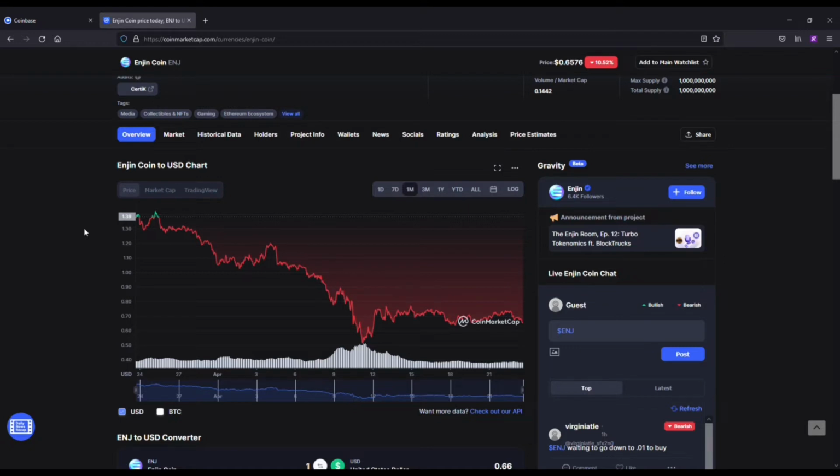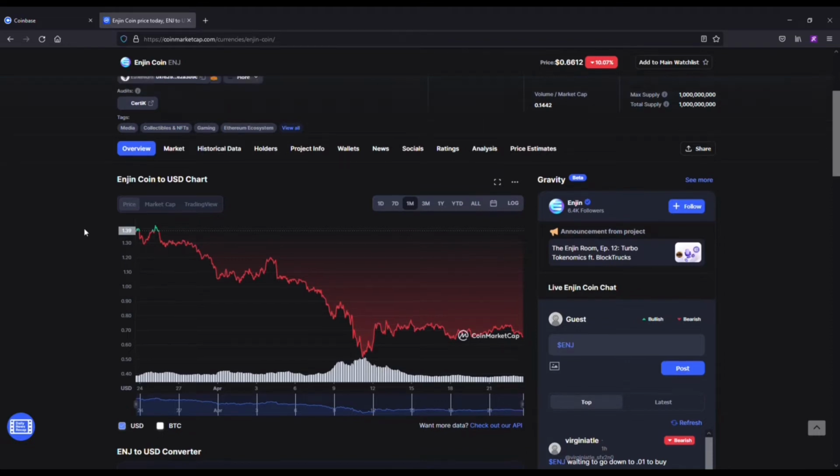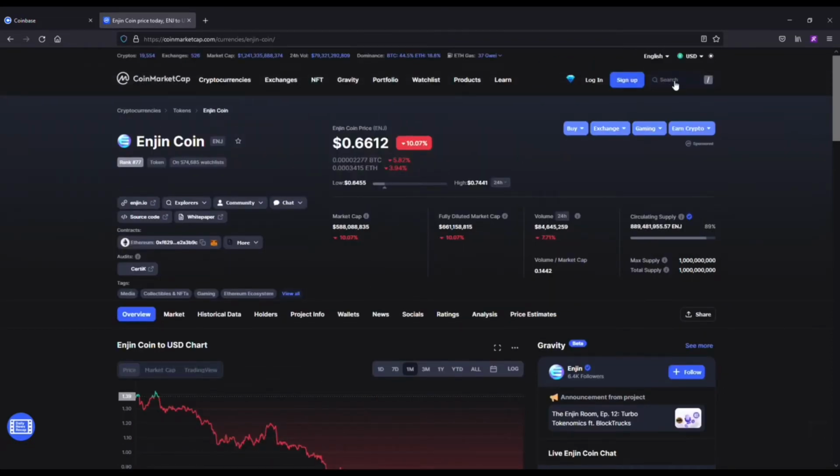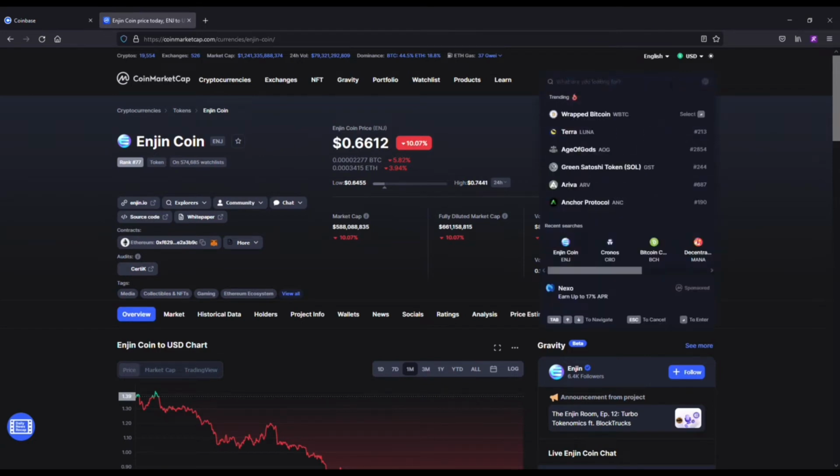They're not going anywhere. And that's really the point here. Enjin is not going anywhere. And you want to be in these projects that have that long-term potential. And I definitely believe Enjin does. So really, right now, under a dollar is just a steal. So I would definitely be stacking some ENJ.